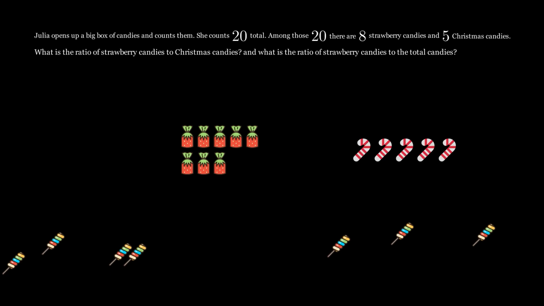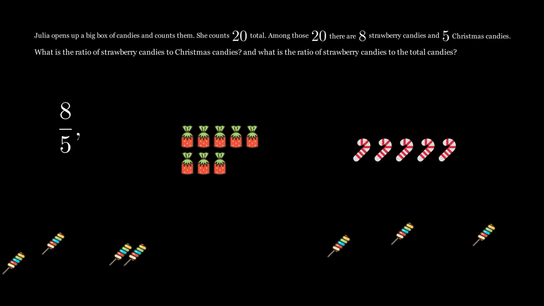So let's break it down into simple steps. She counts a total of 20 candies. Among them, there are 8 strawberry candies and 5 Christmas candies. To find the ratio of strawberry candies to Christmas candies, we compare the number of strawberry candies to the number of Christmas candies. Hence, the ratio of strawberry candies to Christmas candies would be 8/5.